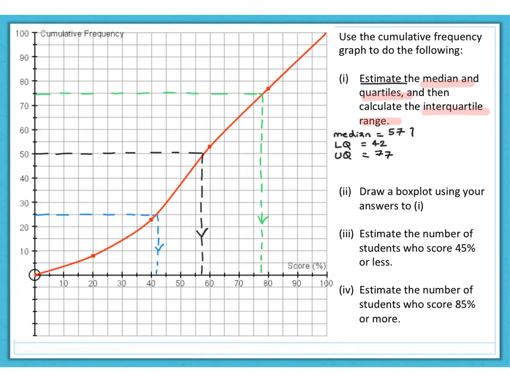So our interquartile range is our upper quartile, subtract our lower quartile, which is equal to 77, subtract 42, which equals 35.